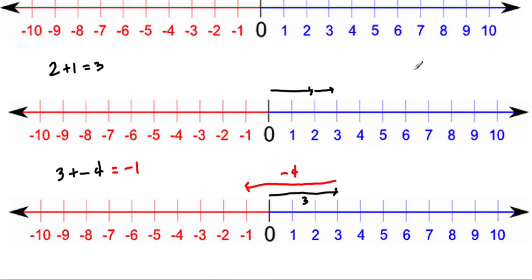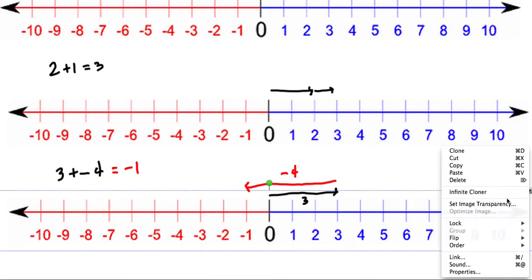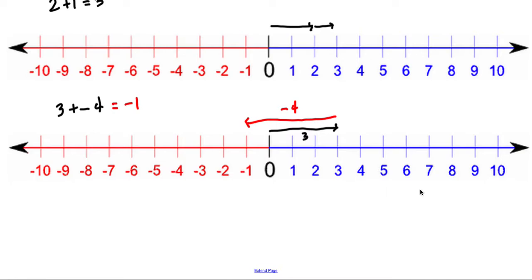So 3 plus negative 4 is negative 1. Let's take a look at another example. Let me just copy this. So let's say you're now asked to add negative 4 plus negative 5. Sometimes you put a parenthesis, sometimes not. You can put this in parentheses, it doesn't really matter.